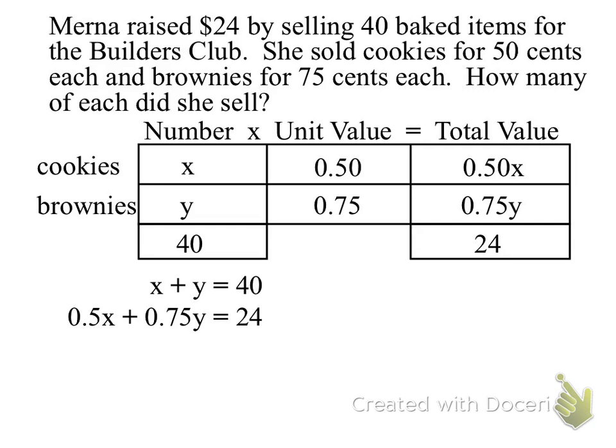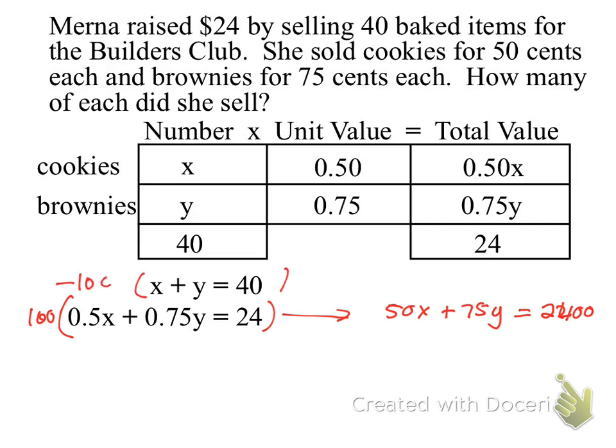Now, personally, I would get rid of the decimal, so I would probably multiply by 100. They're multiplying by -2. I would probably multiply both and just get rid of my decimals. So in this case, I'm multiplying by 100. I end up with 50x plus 75y equals 2,400.